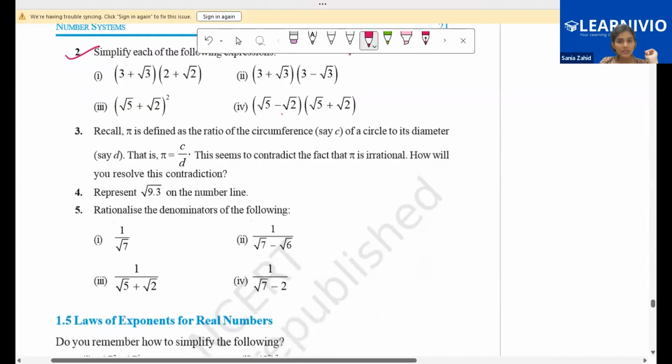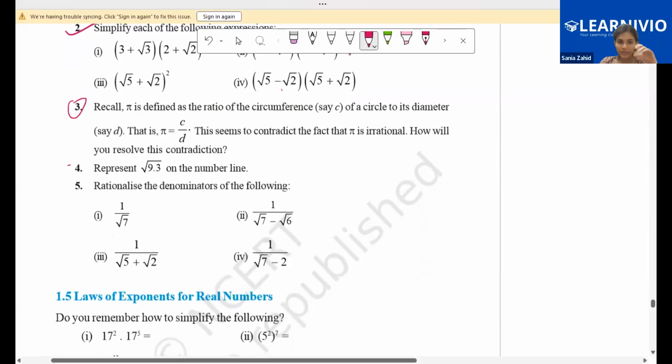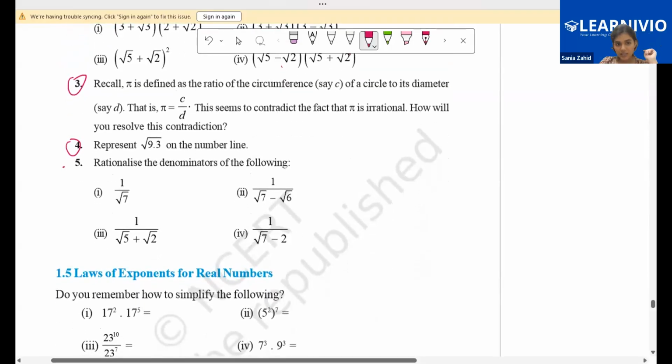Okay. So next is: recall pi is defined as the ratio of circumference to diameter. This seems to contradict the fact that pi is irrational. How would you resolve this? Okay, we'll do it in a while. Third one, fourth one, we'll do it. I wanted to teach you rationalization first. So let's do rationalization for now.